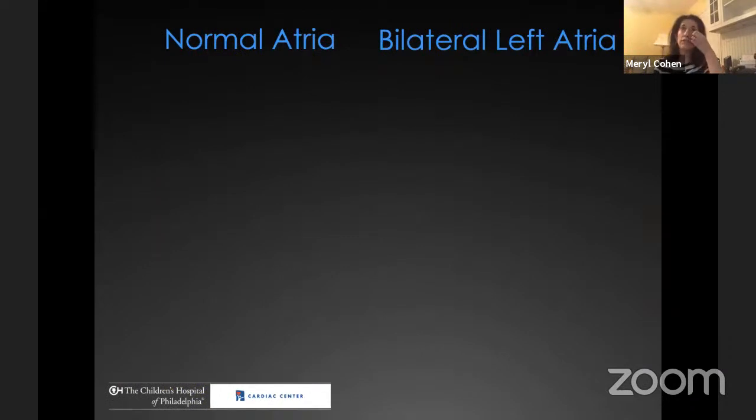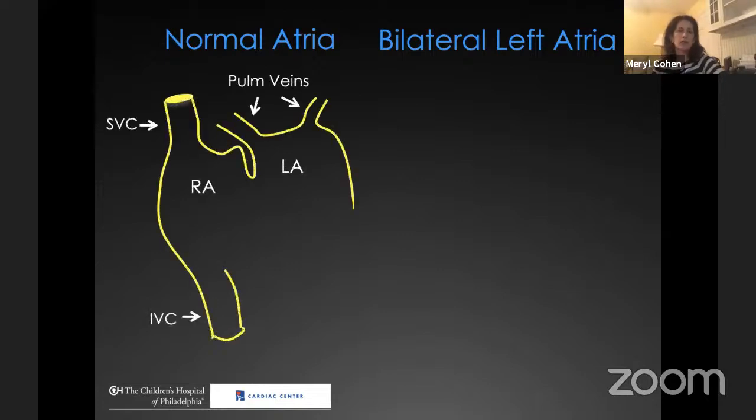So just to give you a sense of what I mean by normal atria and bilateral left atria, here you see what we commonly see in the normal heart. You have a superior vena cava and an inferior vena cava coming into the right atrium. You have the pulmonary veins coming into the left atrium.